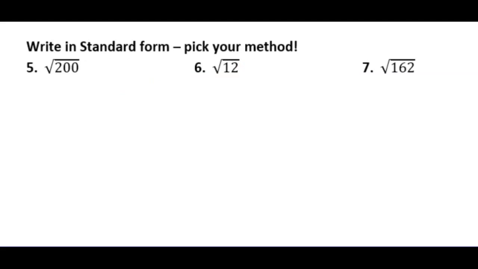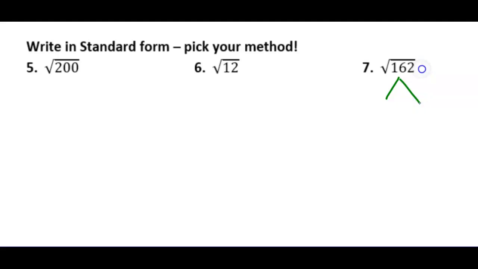So I would like you to pick your method. I'm going to do 162 with you because I want you to see that tree. And I want you to do 212 on your own. So you pick a method. I don't care which method you use. But you're going to come with number 5 done and number 6 done, written in standard form. Okay? But I'm going to do 162 with you, and I'm going to do the factor tree part because I want you to see how it works with a larger number, okay?